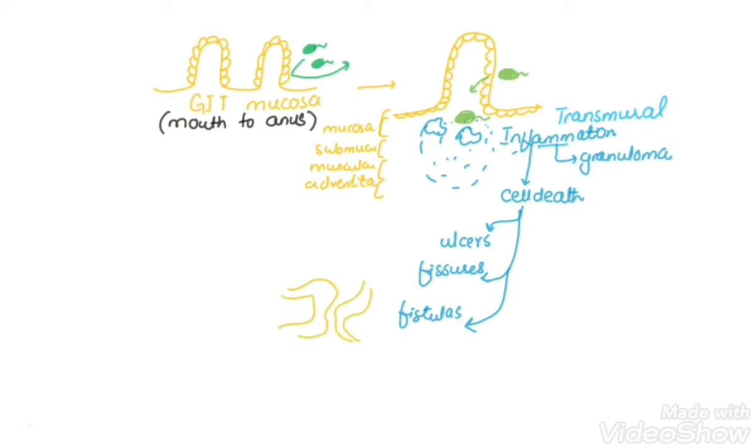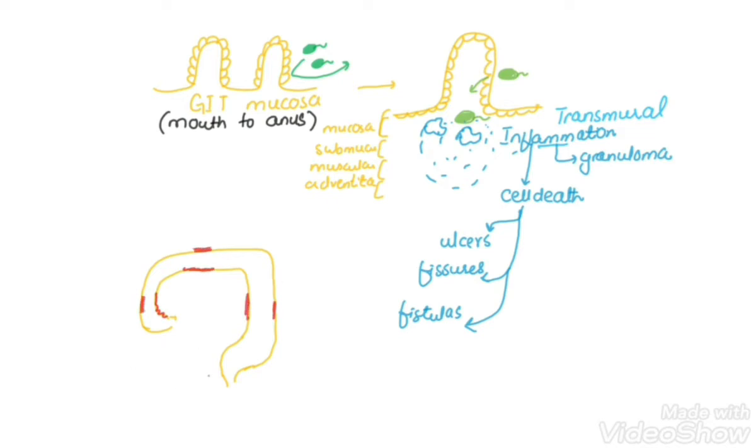Fistulas form when 2 bowel loops that are affected and inflamed come in contact, and when healed, an epithelial tract is formed between them. This is known as an enteroenteric fistula. Other fistulas can also form, including a fistula between bowel loop and urinary bladder, enterovesical fistula, and bowel with the skin, enterocutaneous fistula.